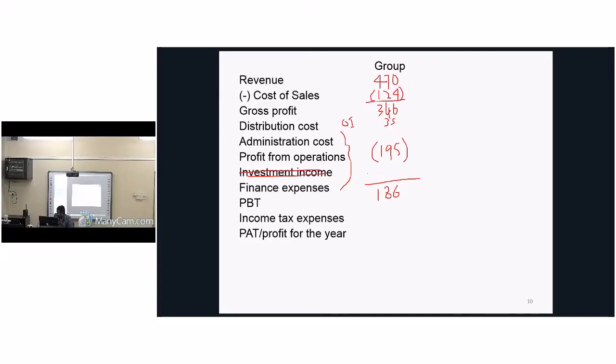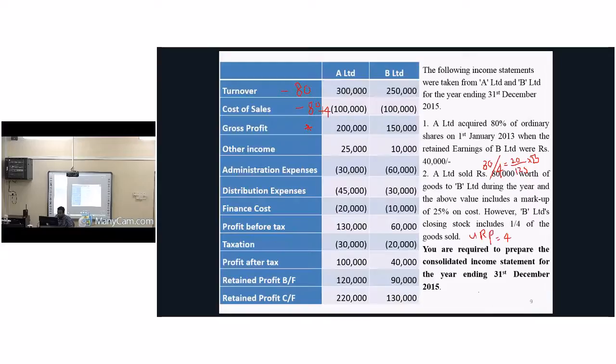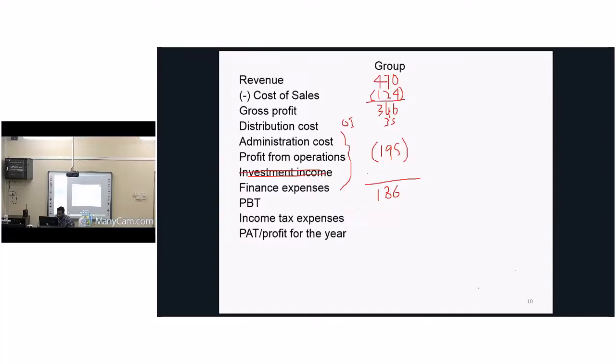Then income tax 50, no change. Then it is 136. This is profit from operation or profit for the year. Now what is next thing? We have to split into two, attributable to parent and NCI. How do I take it?